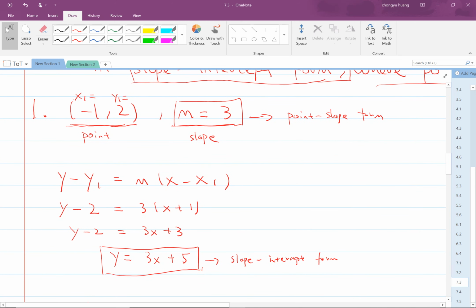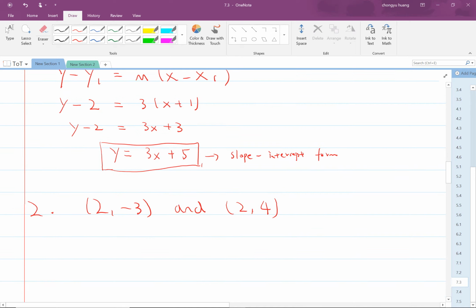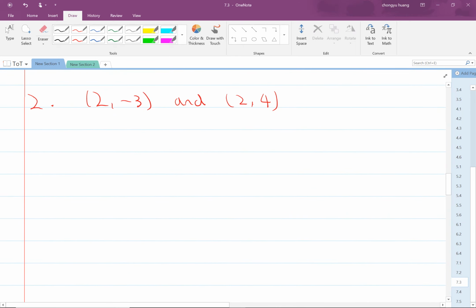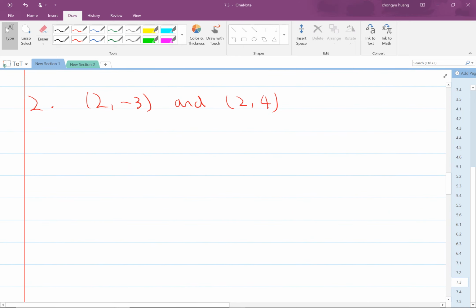Okay, so this is the equation where we find it. So now let's move into question 2. Question 2, as you can see over here, we have a point and we have another point.